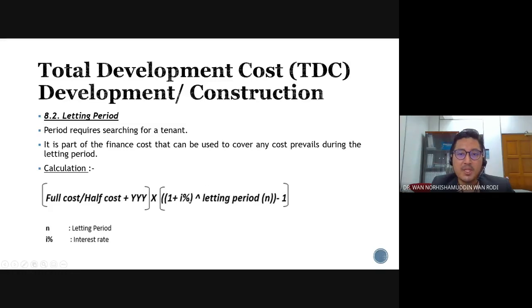Letting period normally we assume about 6 months, half year. So you substitute the n into 0.5, and then you minus 1. The total interest that you need to pay to the bank is the amount of letting period finance generated from this calculation. It is quite beneficial to the property that needs to be leased out to potential tenants, so they can cover all the costs involved. So remember, it is 6 months. We assume around 6 months for letting period.